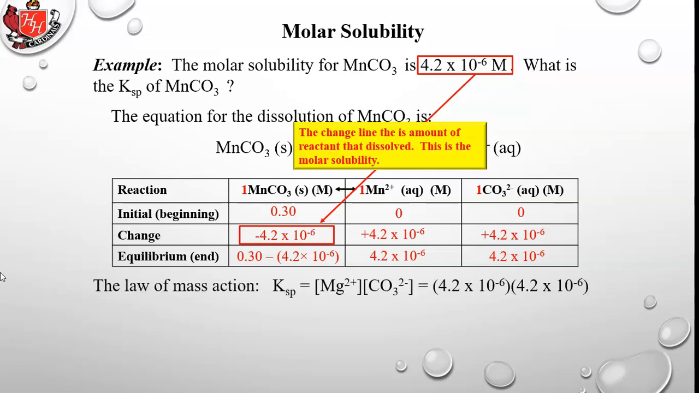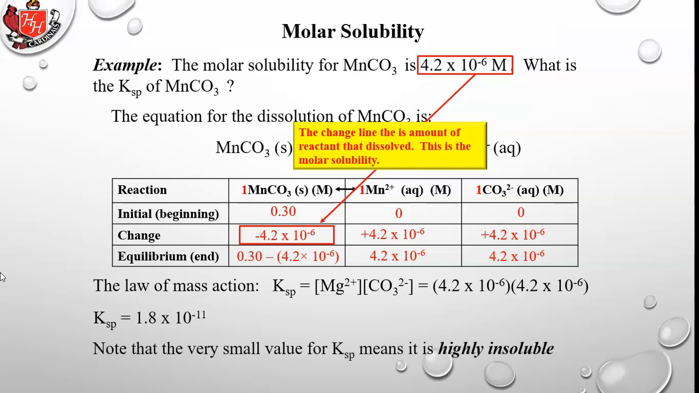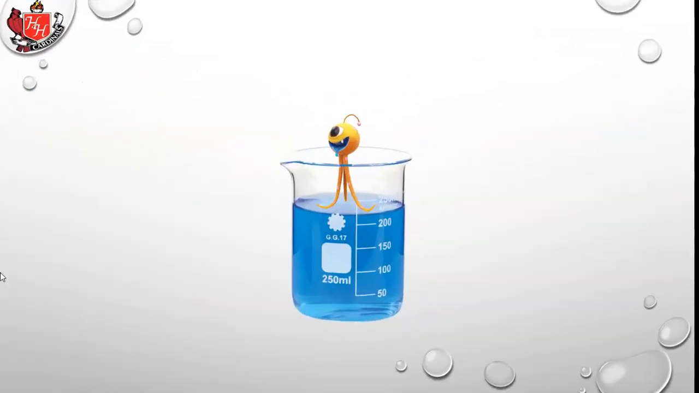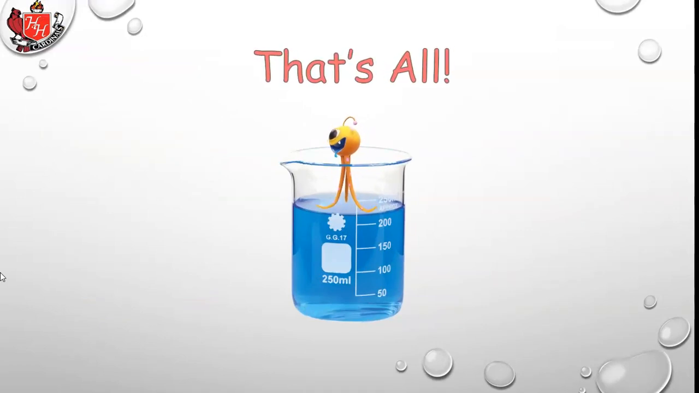So there's the law of mass action. There are no exponents because both coefficients are 1. So you're simply going to multiply 4.2 times 10 to the negative 6th times 4.2 times 10 to the negative 6th. And you end up with the Ksp of 1.8 times 10 to the negative 11th. So note that the very small value for Ksp means that this is highly insoluble. Okay, so that takes care of our lesson on Le Chatelier's principle and on solubility product.